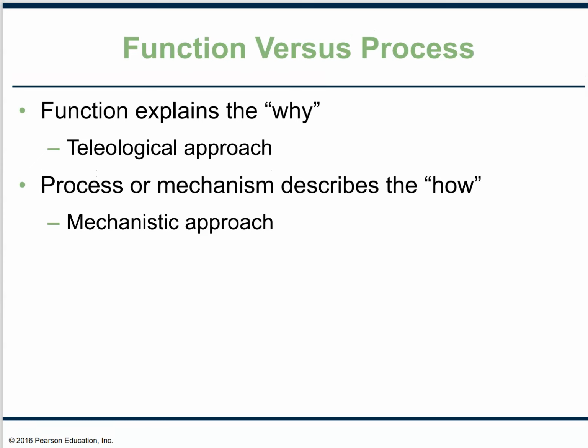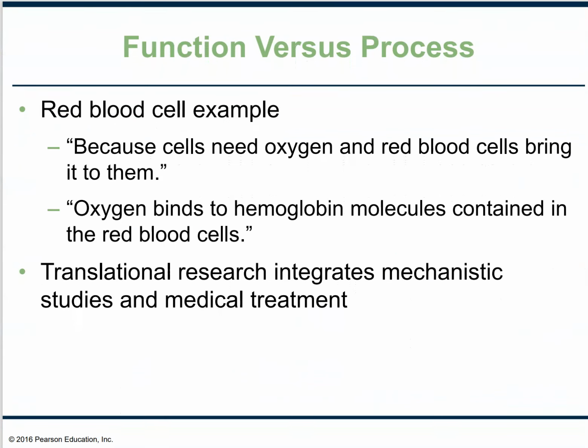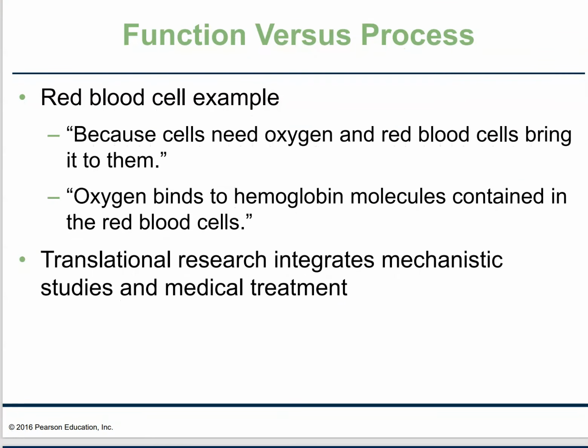Let's take a look at function versus process. Function explains the why, and the process describes the how. So we'll talk about various aspects of that as we go through the course. And here's an example. The function of red blood cells is to carry oxygen and deliver that oxygen to the tissues. So the red blood cells need to have hemoglobin so that they can bind oxygen and then release it to the tissues.